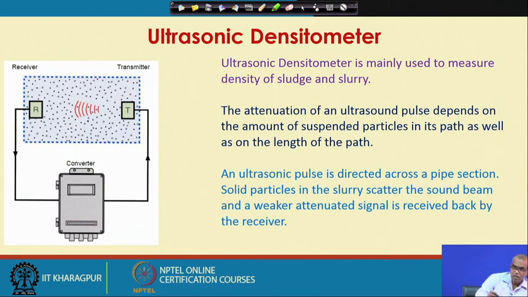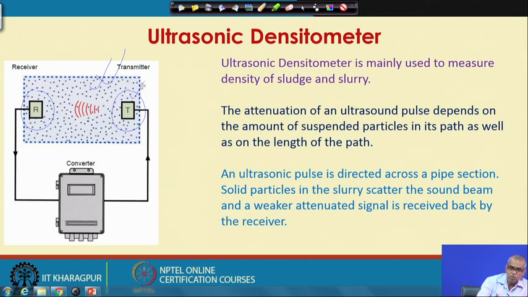So, here imagine that this is a part of the liquid flowing through a tube. There are suspended particles in the liquid. So, this is a slurry or sludge for which an ultrasonic densitometer is commonly used. A slurry is flowing through a tube. You have an ultrasound transmitter, you have an ultrasound receiver.